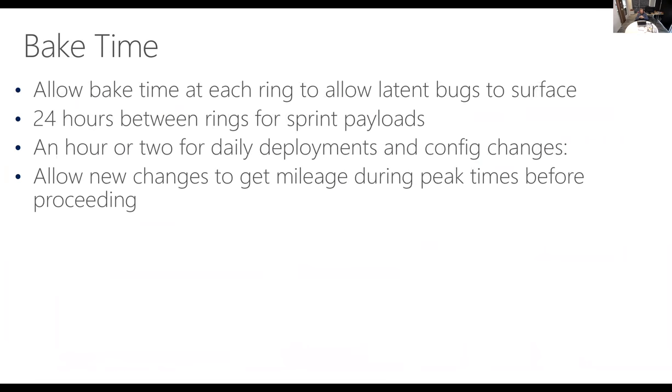So one of the key things is you allow bake time between each of the rings. We have five rings. Between each ring on a normal sprint payload, we wait 24 hours. So we deploy to ring zero, and we wait 24 hours and see if we find any issues. If any of our users report problems, we watch telemetry, we watch alerts. And then we roll to ring one. And then again, wait 24 hours, watch to see if there are any problems. Then roll to ring two, wait 24 hours.